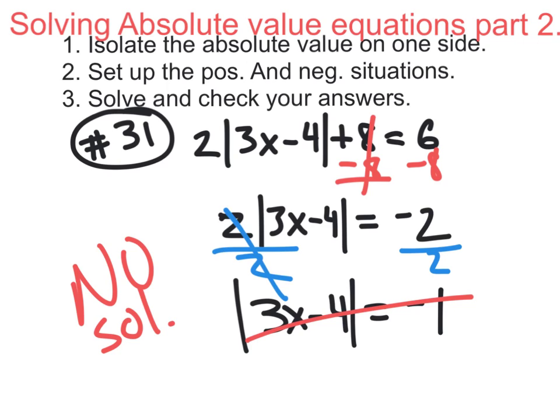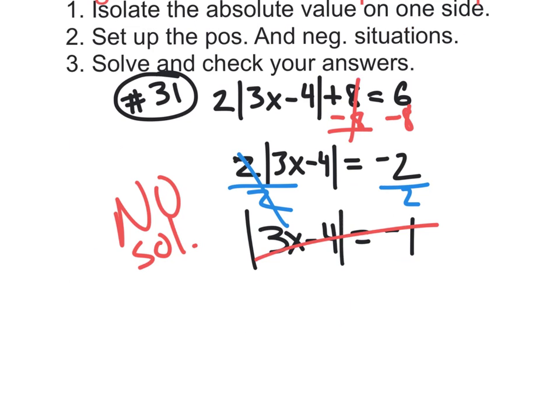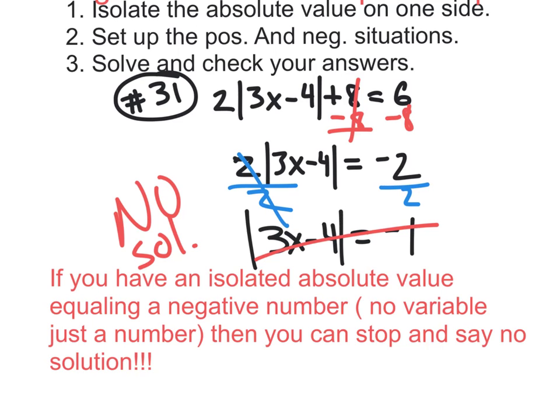Let me say that one more time. Make some space for it there. This is the rule, guys. If you have an isolated absolute value equaling a negative number, okay, so once you get the absolute value by itself, if it equals a negative number, now keep that in mind, a negative number, not a variable, just the number. No variable, just the number. So right here you have negative 1. So right here you could stop and say no solution.